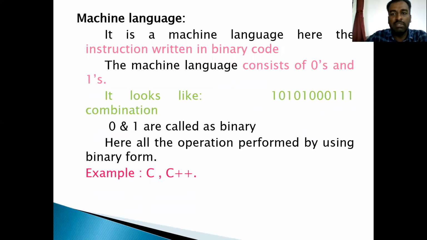What is a machine level language? It is the machine language. Here the instructions are written in binary code. What is binary code? The machine understands only zeros and ones, a combination of one and zero. Here all the operations are performed in binary form. Suppose we write a program in C or C++, it should be converted into a combination of zeros and ones. That is called binary format, because the machine cannot understand our programming languages. After we give the operation, it is converted into this binary code. The machine can understand only binary codes. That is the machine language.